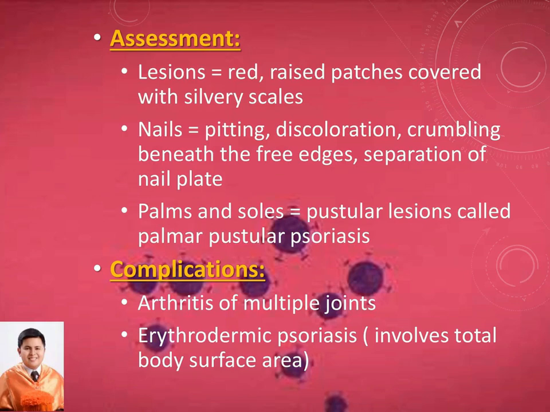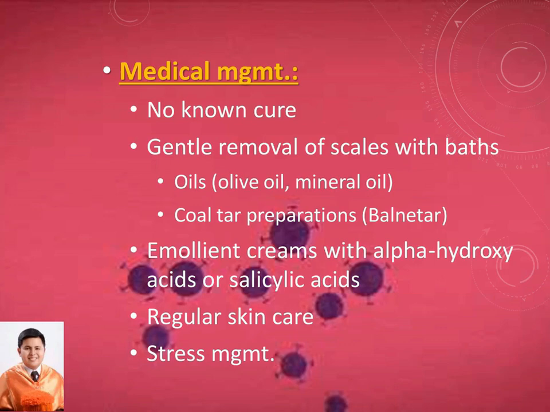Complications include arthritis or inflammation of the multiple joints. And another one would be a condition named erythrodermic psoriasis, in which lesions may be present all over the body. For the medical management, psoriasis still has no known cure. Existing management focuses on the removal of lesions and scales with baths using oils and coal tar, use of emollient creams over the affected area, and also stressing the importance of regular skincare and stress management.